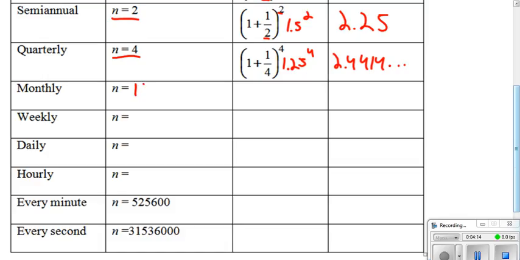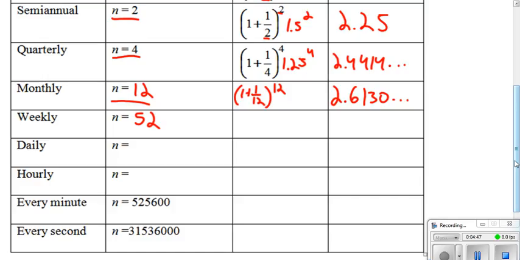Monthly means they would be checking it 12 times a year. There are 12 months. So that one would look like 1 plus 1 over 12 to the 12th power. Check that in your calculator, plug that all out, and that is going to get you 2.6130 and some other values there. So again, about $2.61, which is more than that $2.44. So again, check it more, you get more money.